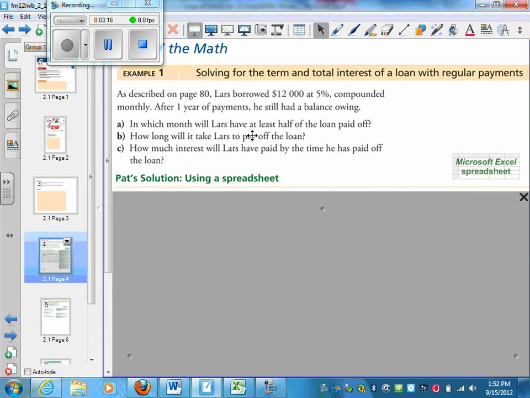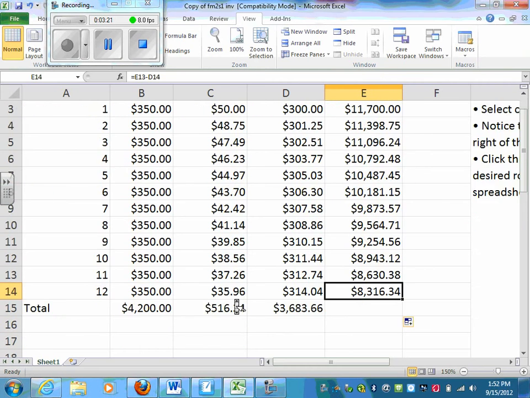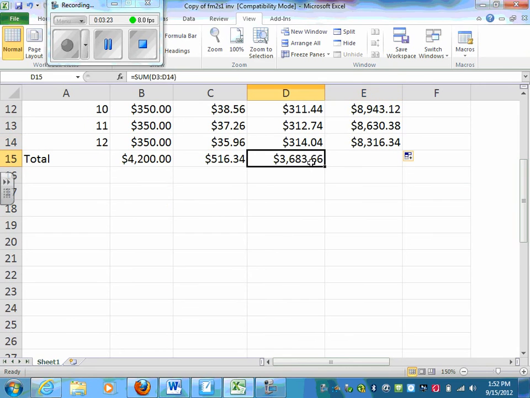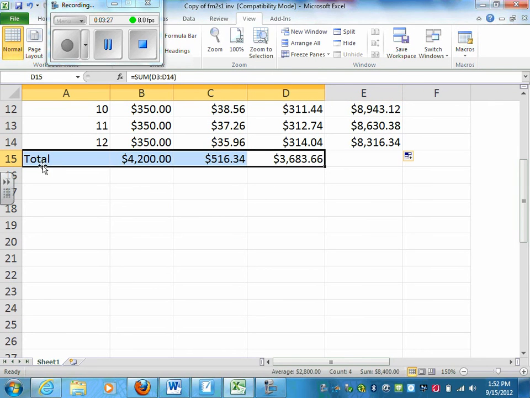In which month will he have at least half of the loan paid off? So in order to do that, we could extend this table. That's one way we can do it. These are just totals, sum of all the ones there. So we're actually going to move this. Oh, I can't move that. We're actually just going to delete it. Or this does give us some interesting information.